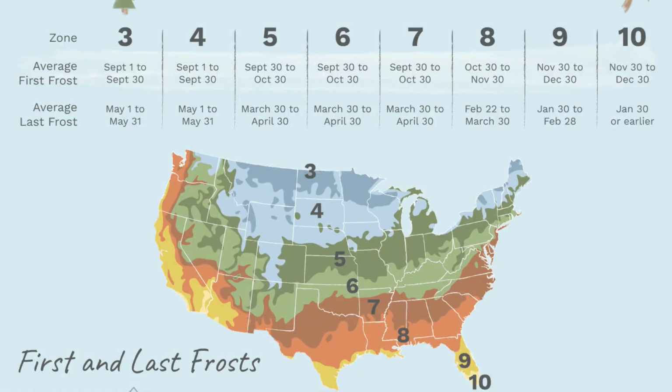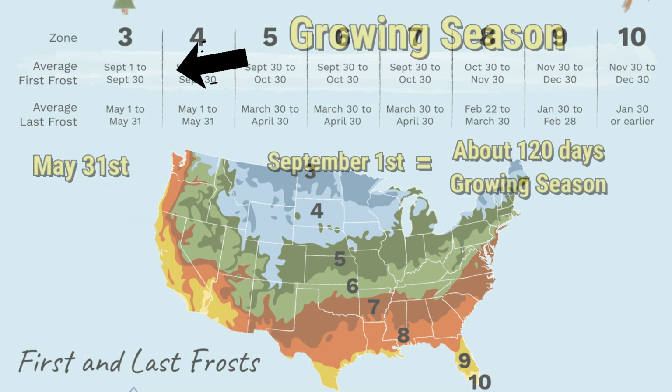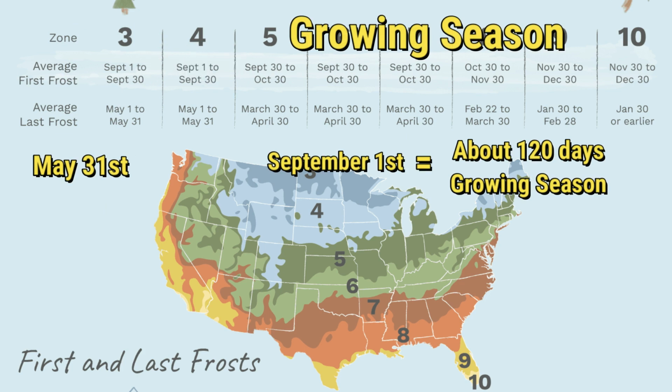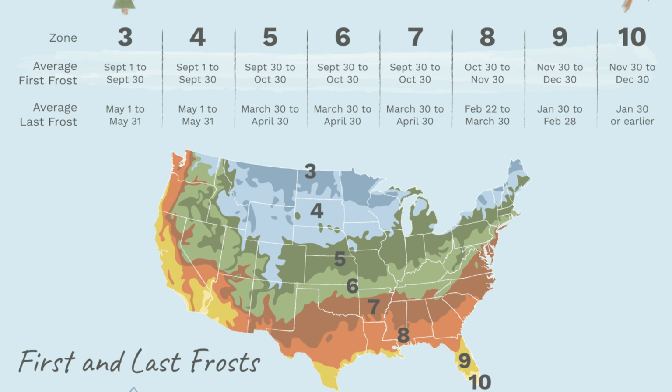The zones tell us when the average last frost will occur where you live and when the first frost will come. What that means is the number of days between the last frost and the very first frost is going to be your growing season. And guys, I'll explain the growing season here in just a minute.